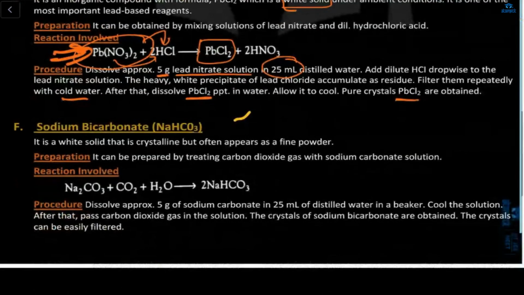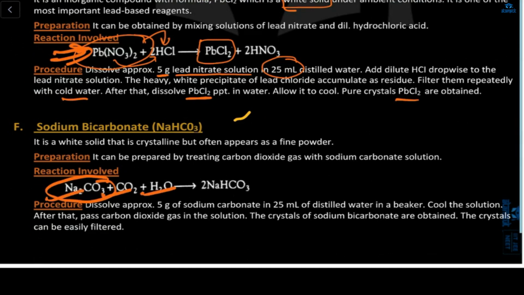Next is sodium bicarbonate. Sodium bicarbonate is a very fine powder and it is prepared with the help of these three: carbon dioxide, water, and Na2CO3, sodium carbonate. Here we are taking 5 gram of sodium carbonate in 25 ml of water in the beaker. Now we have to cool this solution, and at last we'll get the crystal.